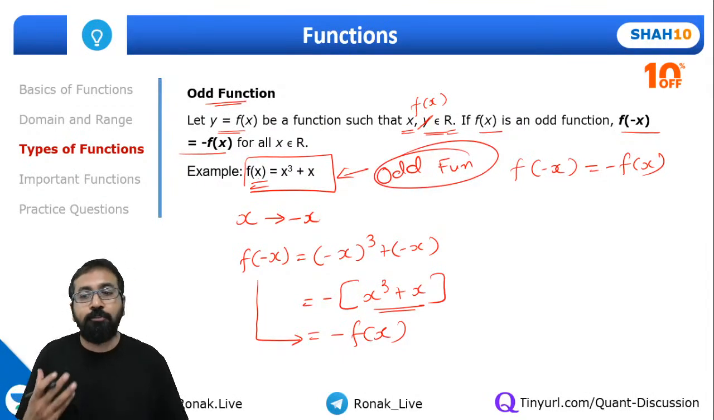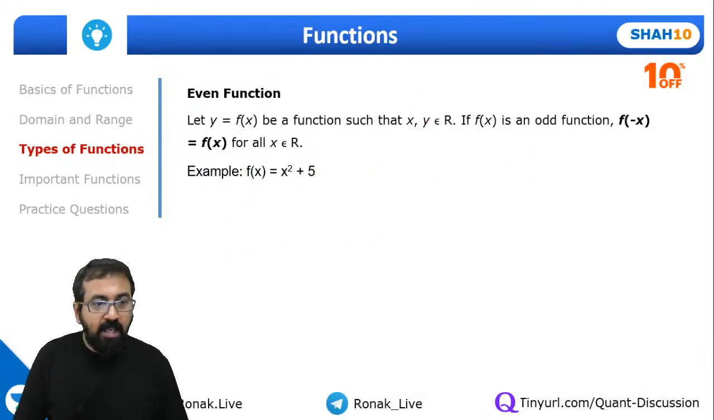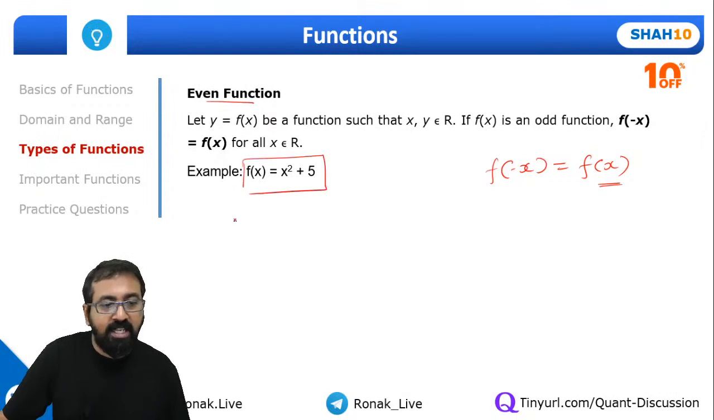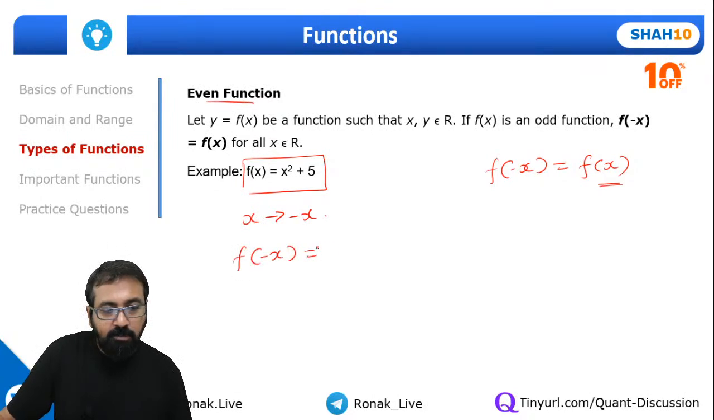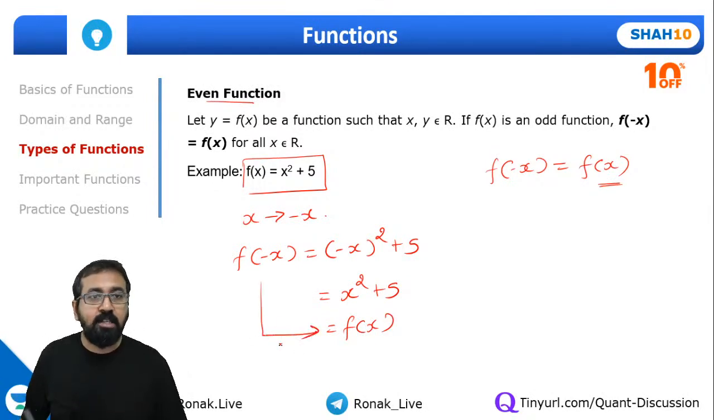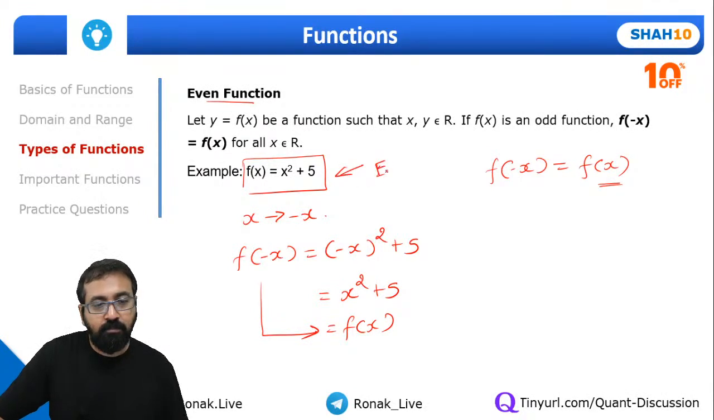In fact, you can also think of a few more examples of odd functions. In the same way, an even function is a function where f of minus x produces the same result as f of x. When you replace x with minus x, it should not affect the function. So that is called an even function. For example, this is an example. Replace x with minus x and see what happens. So f of minus x will be equal to minus x square plus 5, which is nothing but x square plus 5, which is nothing but f of x. So I can say f of minus x is nothing but f of x. So this is an even function. Are we clear with this point, guys?